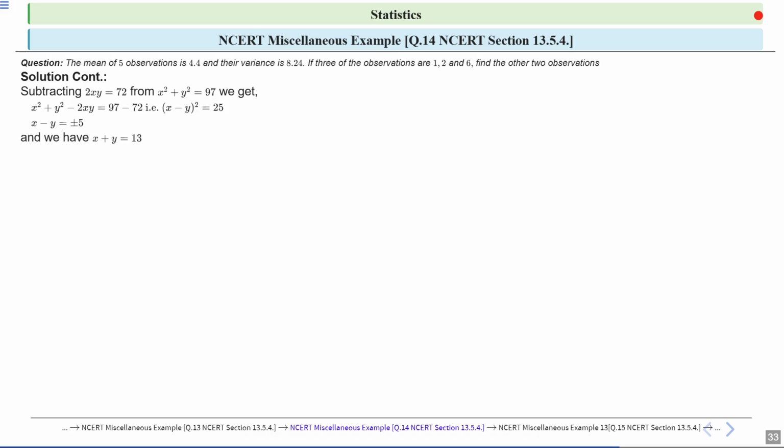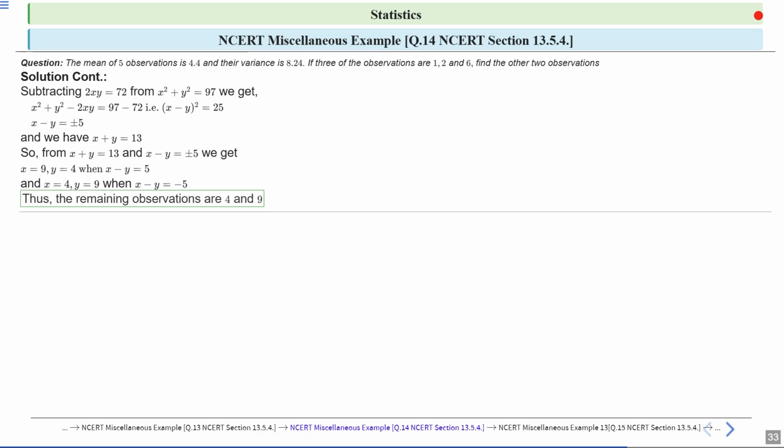And we have x plus y equal to 13. So from x plus y is 13 and x minus y equal to plus or minus 5, we get x equal to 9, y equal to 4 when x minus y equals 5, and x equal to 4 and y equal to 9 when x minus y equals minus 5. Thus the remaining observations are 4 and 9. I hope this question is clear to all of you. So now let's move to the next one.